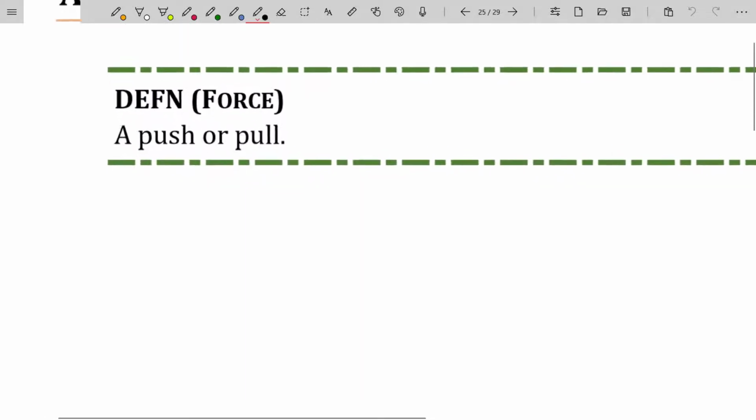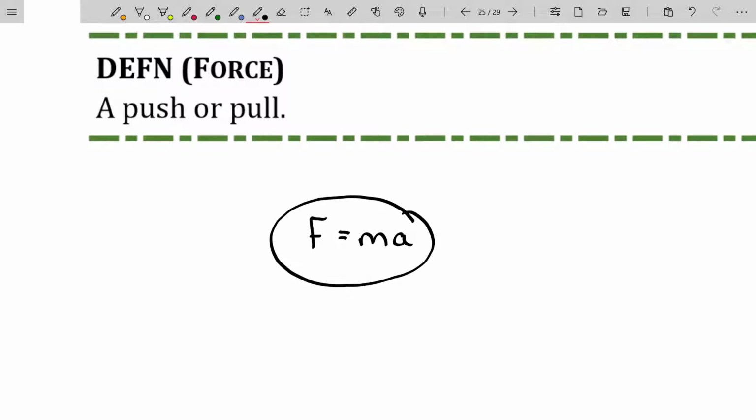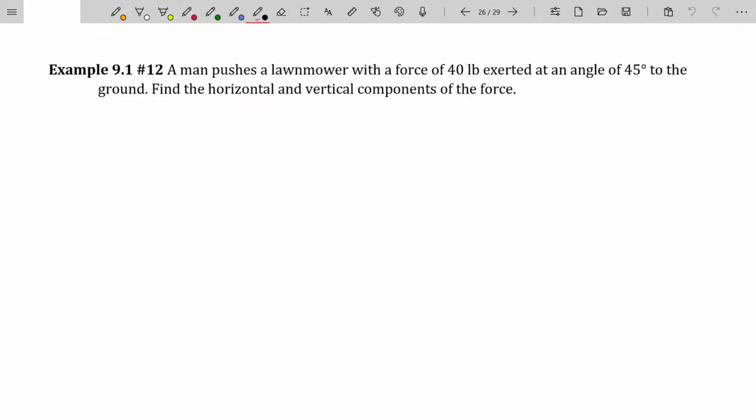The first thing we need to start with is just what is force. A force is a push or a pull, and you probably know a very famous formula. Force is mass times acceleration. If you don't know that, it is true. Force is mass times acceleration. And that will be very useful in physics and incredibly useful in differential equations. It won't be super useful here.